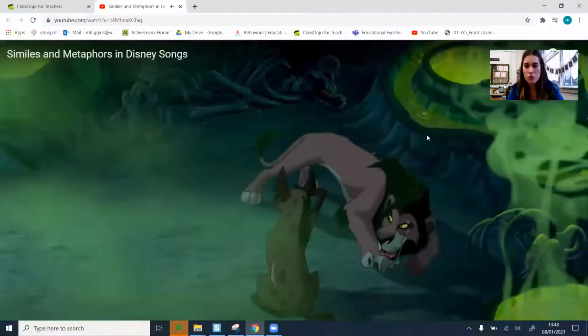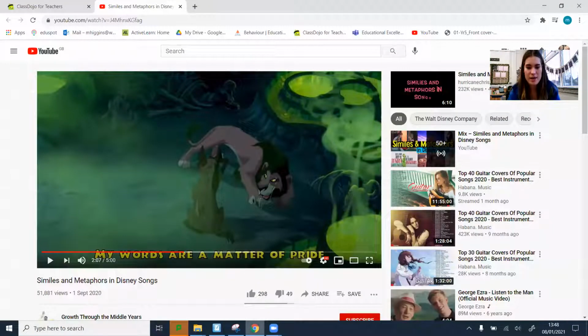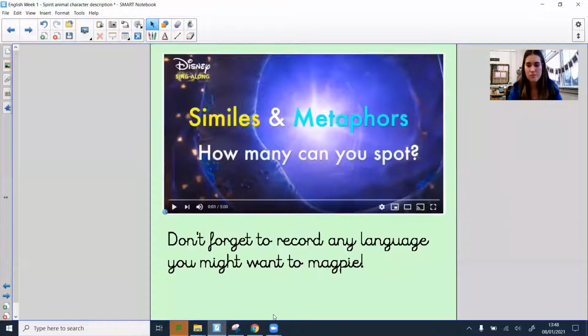And I'm just going to pause that there because I've already heard a few different examples and it's got me thinking about how I can use similes and metaphors in my own work as well, from hearing how they've been used in different songs. So I just magpied a few of those. These are the couple that I picked up on.